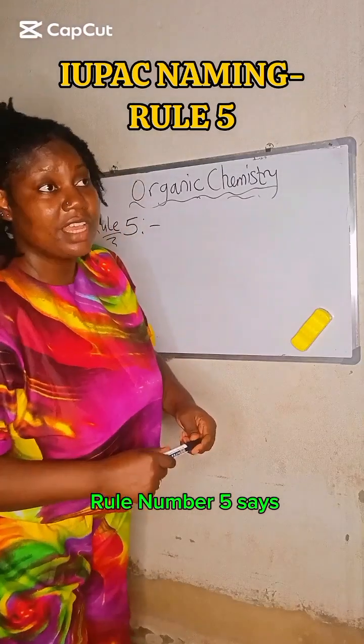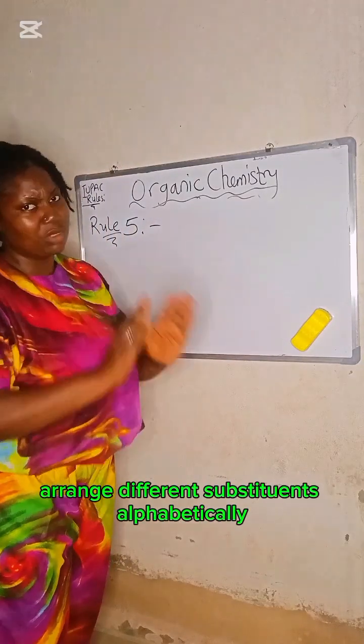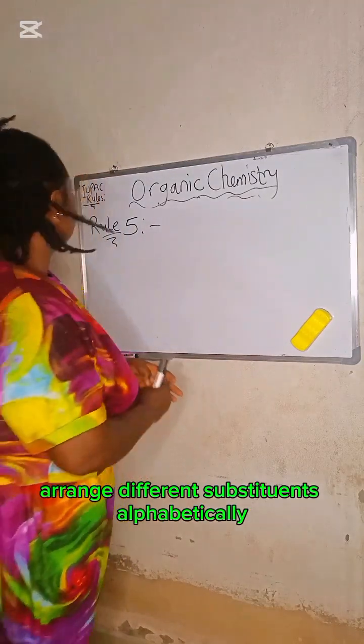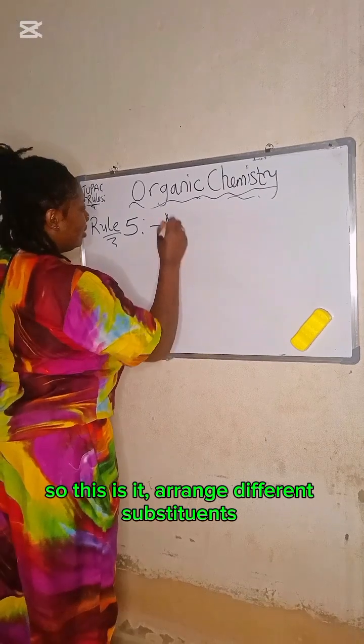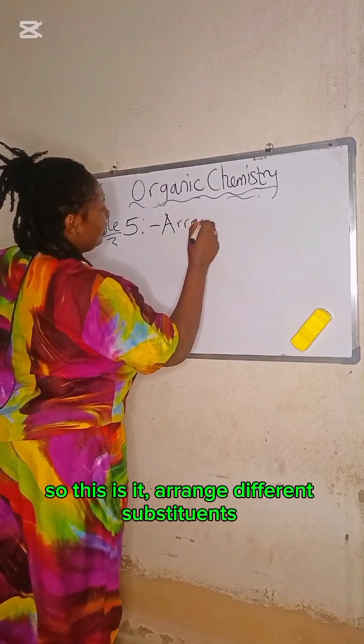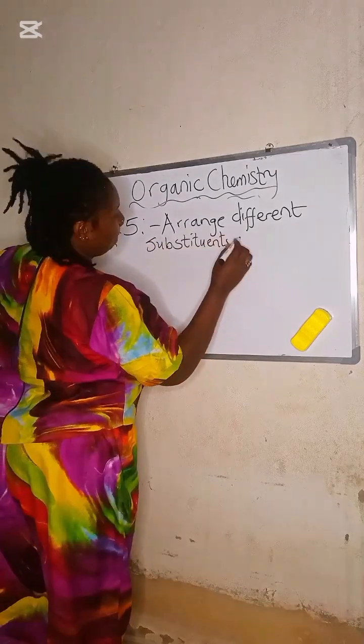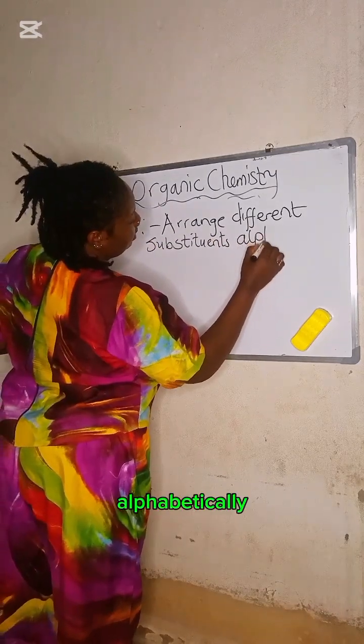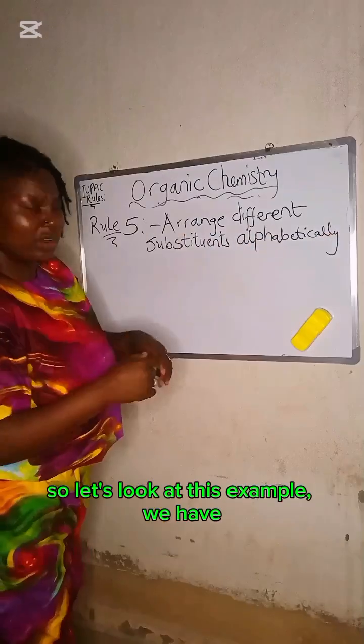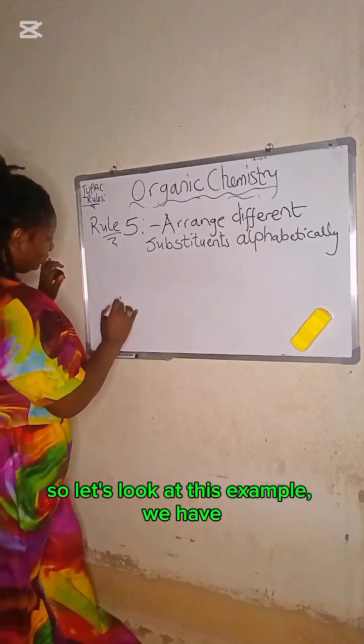Rule number 5 says arrange different substituents alphabetically. So let's look at this example.